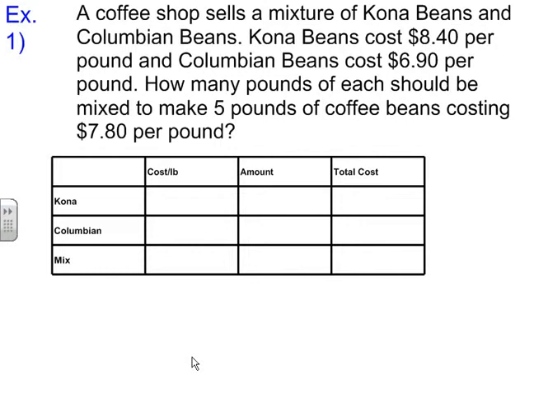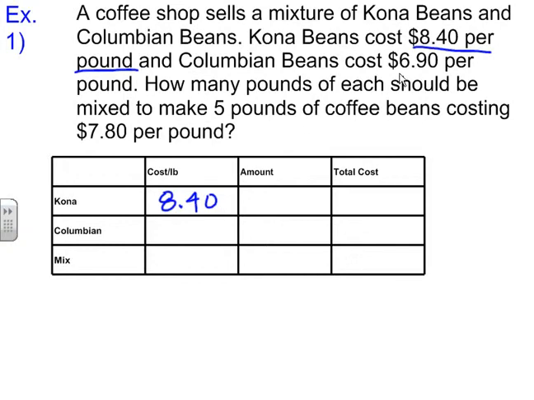Like I mentioned a moment ago, it's good to have things to help you organize yourself, to see what's going on, and take information out of a word problem so that you can see what you need to write where. So let's take a look at this. Going back to the sentence, it says Kona beans cost $8.40 per pound. So I'm going to take that $8.40, find Kona beans, and write 8.40 because that's the cost per pound.